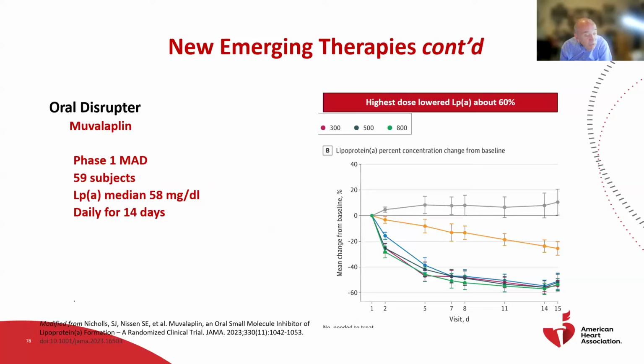muvalaplin, which is not an ASO, not an siRNA, but is an oral agent that breaks the bond between ApoA and ApoB, disrupts it, thereby reducing the amount of LPA particles in the circulation. Not clear if that happens in the liver or in the circulation, but not quite as dramatic as the others, but could be quite a boon when we get to possibly primary prevention patients or patients at the lower end who don't need 90% reductions to get into a very healthy range.